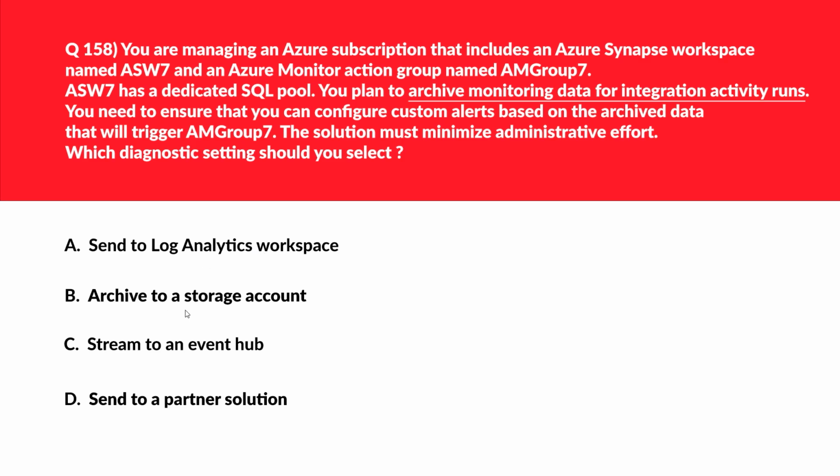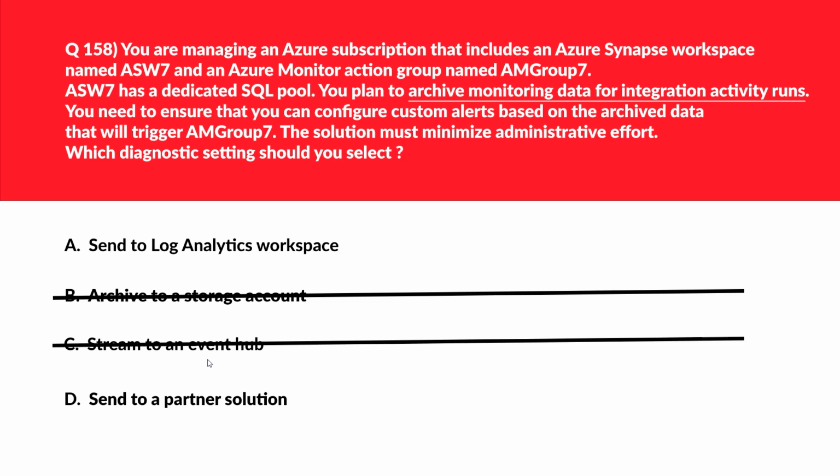B says archive to a storage account. Archiving to a storage account stores the data and does not provide the capability to configure custom alerts. Let's reject this. Let's move to option C. C says stream to an event hub. Streaming to an event hub is used for real-time data streaming and does not support archiving data for custom alerts. We'll eliminate this. Let's move to option D.